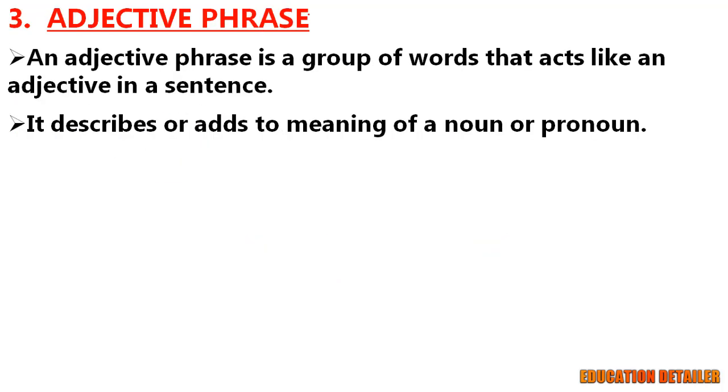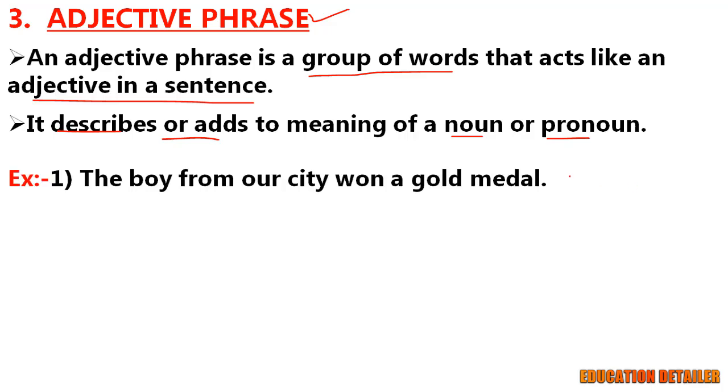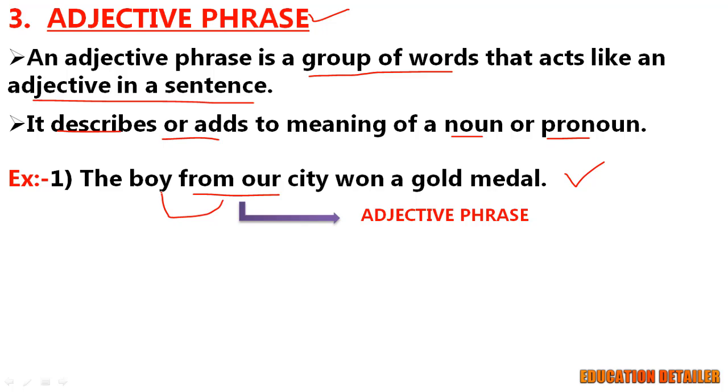Next type, adjective phrase. An adjective phrase is a group of words that acts like an adjective in a sentence. It describes or adds to the meaning of a noun or pronoun. Example, the boy from our city won a gold medal. From our city is an adjective phrase and it modifies the noun boy.